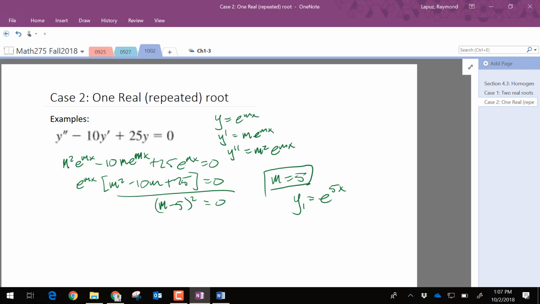How do you think we can find our second solution? What was our previous method? Yeah, what's that called? Reduction of order. Thank you. Reduction of order.